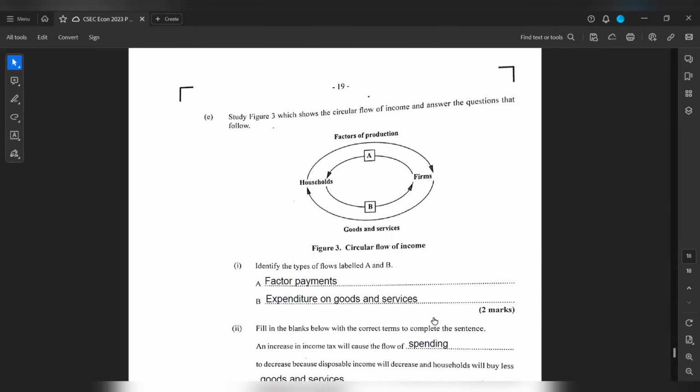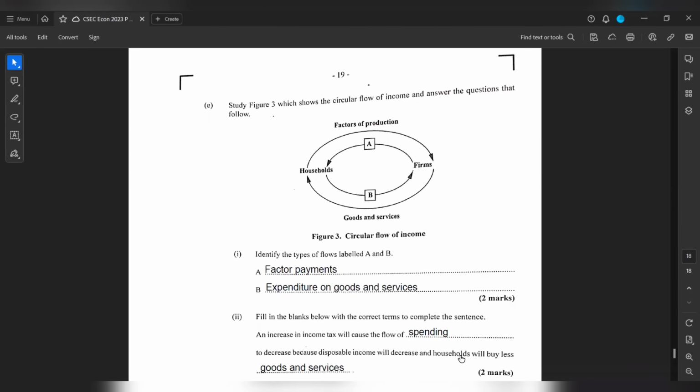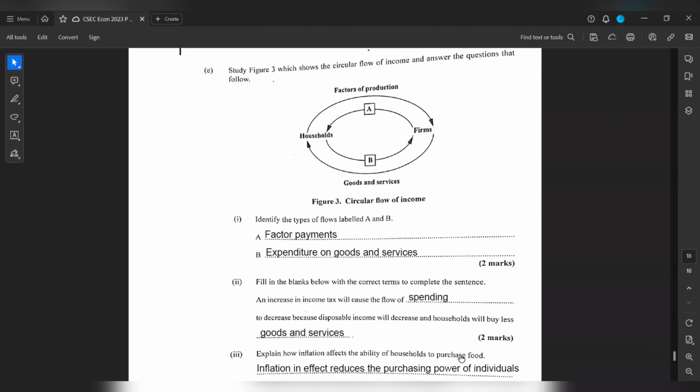Part E, study figure 3, which shows the circular flow of income and answer the questions that follow. Identify the type of flow labeled A and B. A will be factor payments or rewards, and B will be expenditure on goods and services. Fill in the blanks below with the correct terms to complete the sentence. An increase in income tax will cause the flow of spending to decrease because disposable income will decrease and households will buy less goods and services.